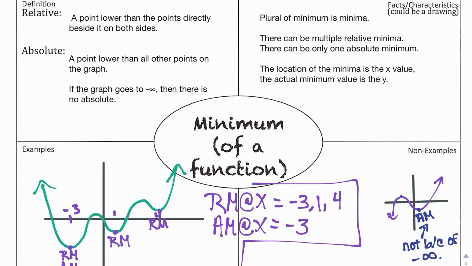The minimum and the maximum, those definitions are really closely related, but they're opposites. So we're going to talk about two kinds of minimum values here. And the plural of minimum is minima. So if we're going to find the minima, that just means more than one.